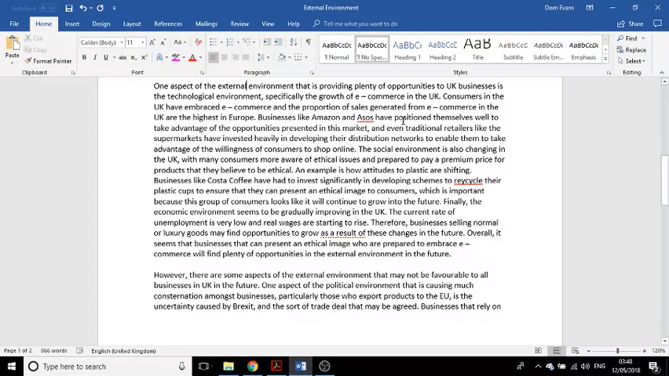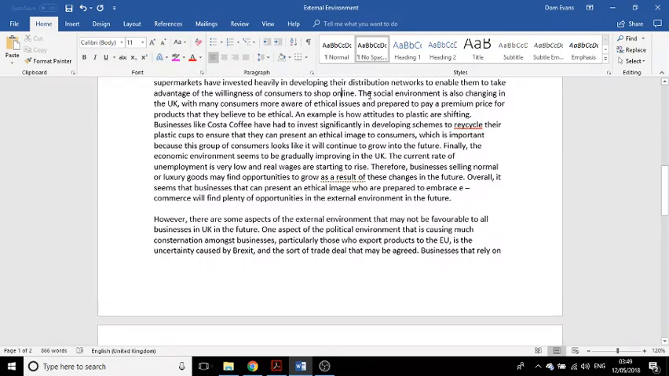Businesses like Amazon and ASOS position themselves well to take advantage of the opportunities presented in this market, and even traditional retailers like the supermarkets have invested heavily in developing their distribution networks to enable them to take advantage of the willingness of consumers to shop online. Okay, I've used take advantage twice. It's not great English, but you can see what I'm getting at here. I've got some application. Amazon, ASOS, and the supermarkets have all invested in e-commerce, which is important in the UK because lots of customers are doing it.